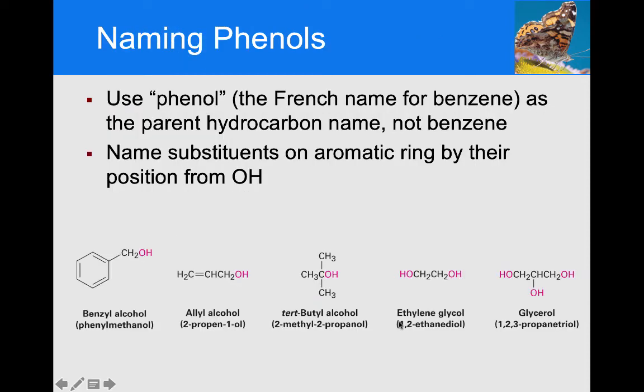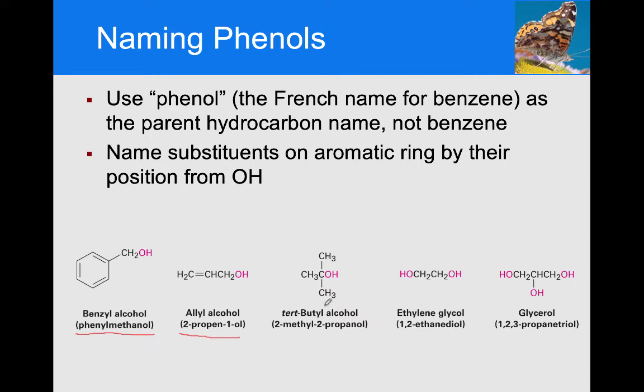Now for phenols, we've already gone over phenols a little bit, so let's just go over this really quick. So this would be phenyl methanol, 2-propene-1-ol. These are the common names above it. So these things up here are the common names of these alcohols. So this is benzyl alcohol. The IUPAC name would be phenyl methanol. This is allyl alcohol. The IUPAC name would be 2-propene-1-ol.